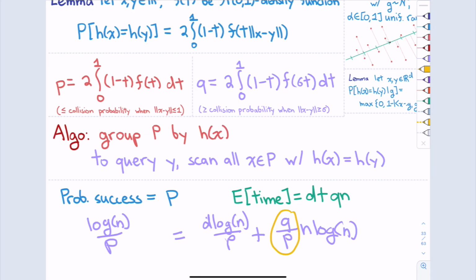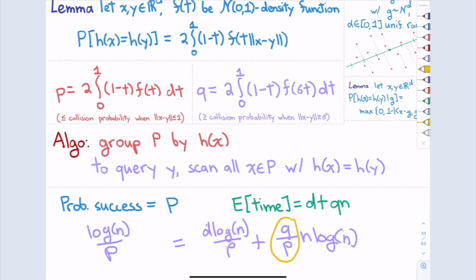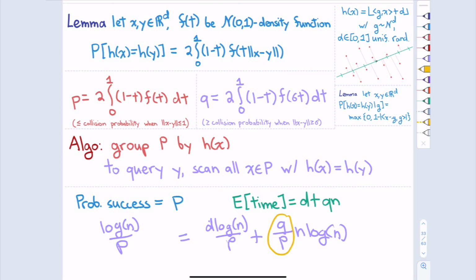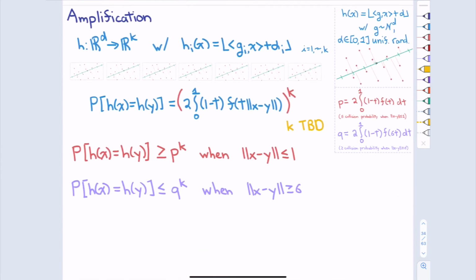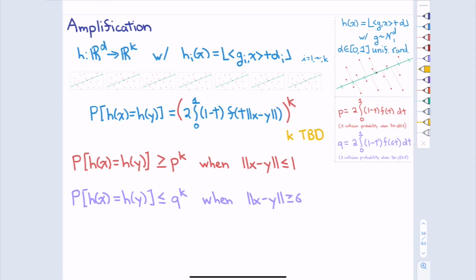So we can do something like we did for angles, which is we can have many hash codes. Let's do k of these for some parameter k to be determined. When you have points that are near neighbors, the odds of them colliding are now at least p to the k. That's bad. On the other hand, if they're far away, this is going down at a q to the k rate as well.